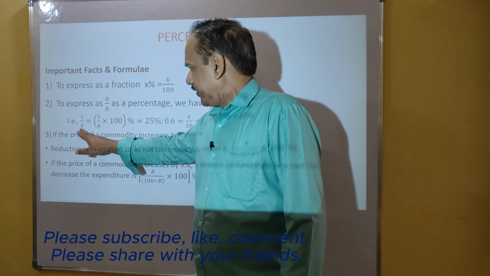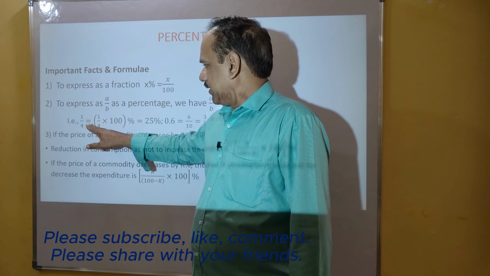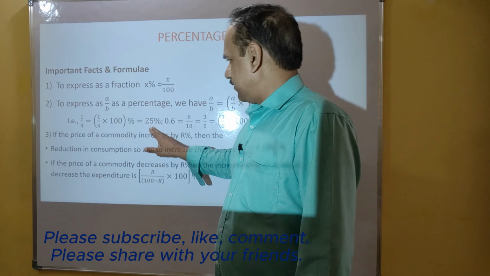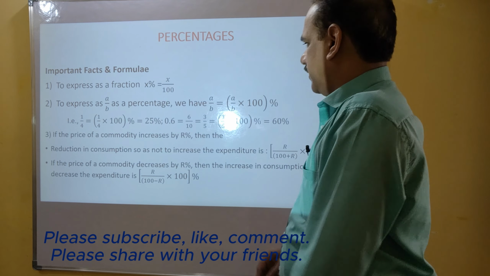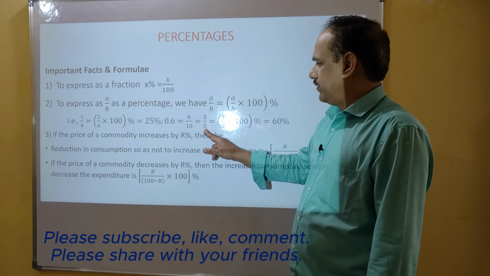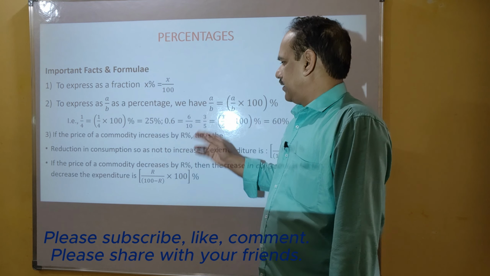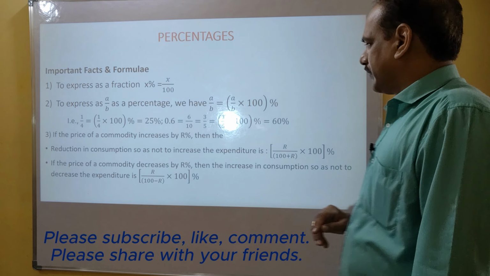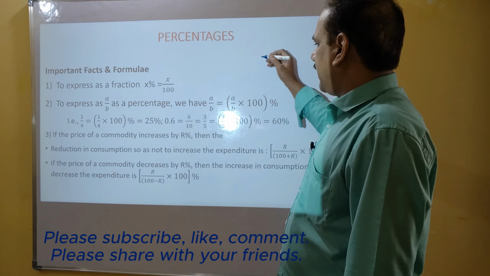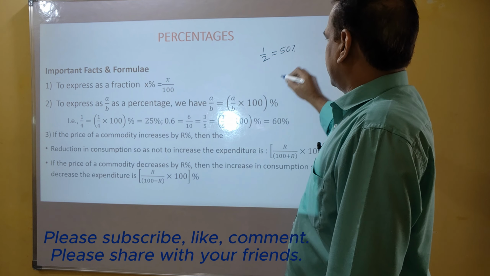For example, 1/4. 1 by 4 as a percentage is 1 by 4 into 100%. So it is 25. So 1/4 is 25%. 0.6 is 6 by 10. See, it is 3 by 5. 3 by 5 into 100 is 60%. So 0.6 or 3 by 5, both are the same. 3 by 5 is 60%.